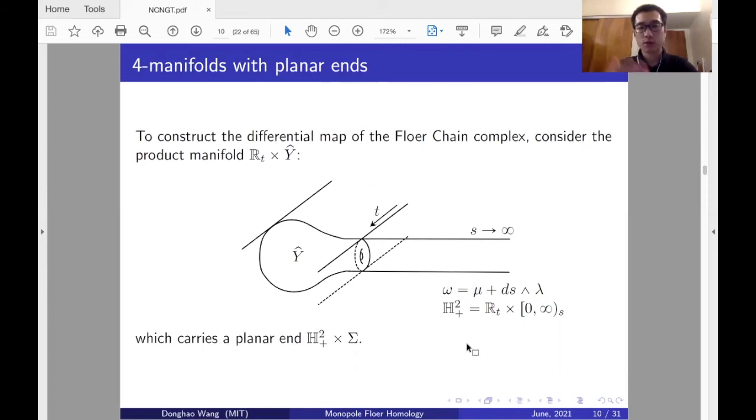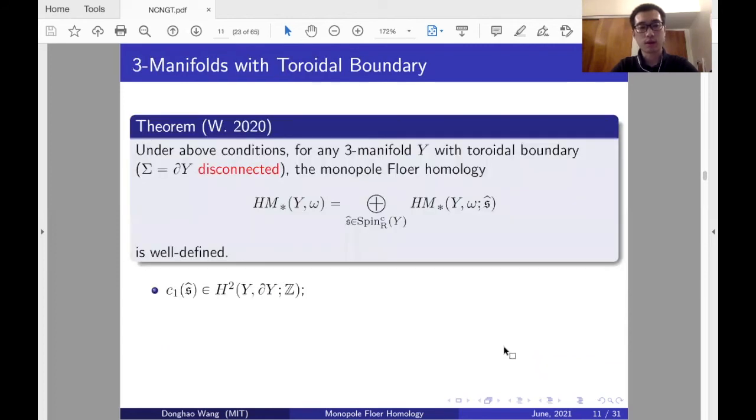So the geometry of the Floer manifold is very different, and we have to understand the monopole equations very concretely over this planar end. This is going to be the task for the second part. Before we switch to the analytic side, let me first assure you that this construction will indeed work. This leads to the main result of this talk.